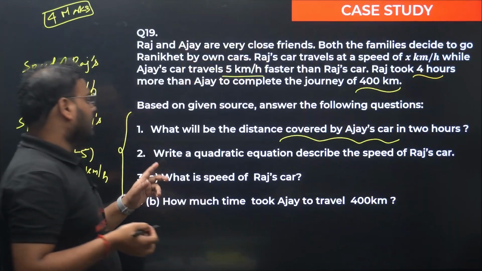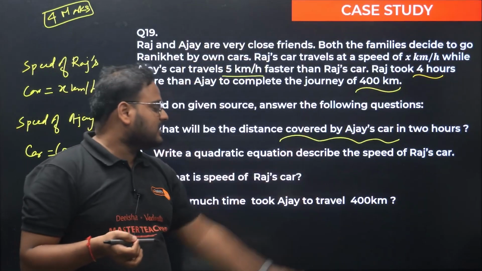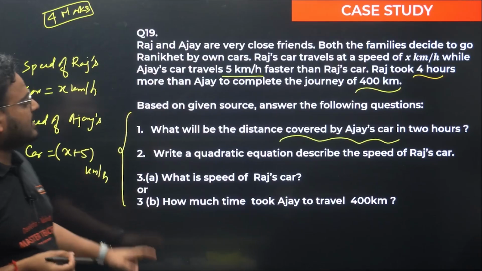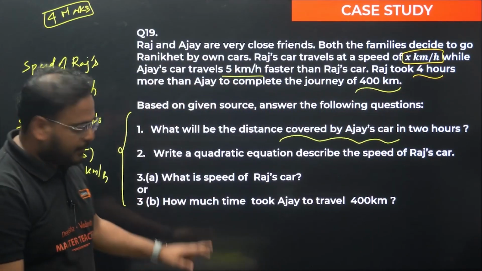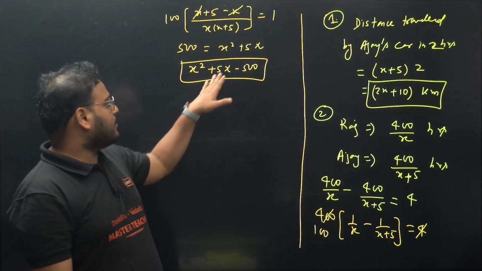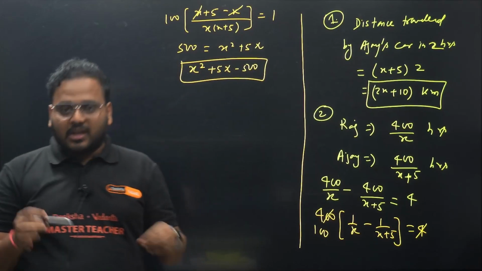What are they asking? A quadratic equation describing the speed of Raj's car. What is this given as? x kilometers per hour. Please check. x square plus 5x minus 500 is the given quadratic form.